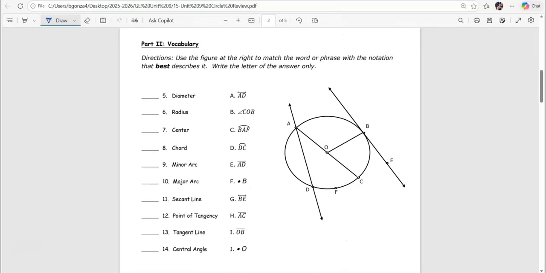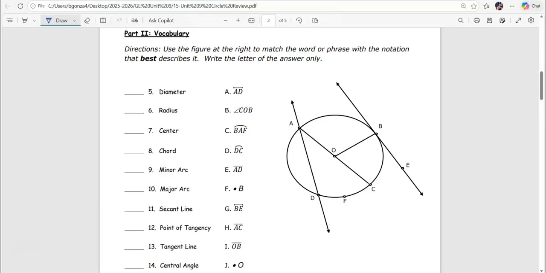Vocab. Let's do this vocab. All right. Diameter, all the way across through the center. So not OB, but A to C would be a diameter all the way across. Radius is halfway. It could be OA, OB, or OC. And you could also do CO, BO, AO, any combination of that. And I can see OB is a radius. That's letter I.